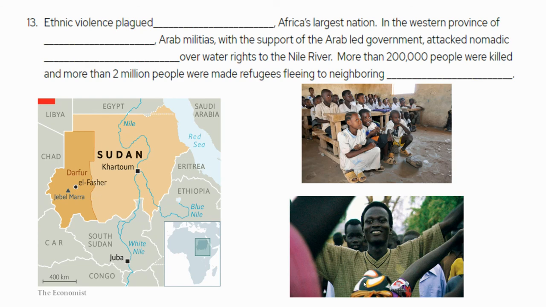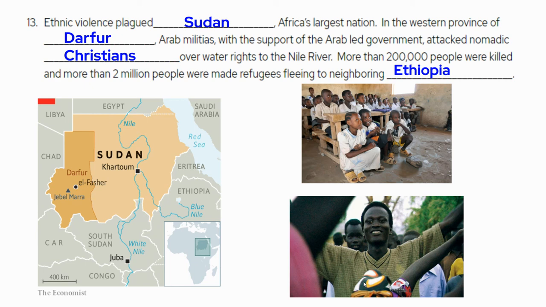So, in number 13, ethnic violence plagued the nation of Sudan, which is the largest nation in Africa. In the western province of Darfur, Arab militias, with the support of the Arab-led government, attacked nomadic Christians over water rights, and more than 200,000 people were killed, and about 2 million were forced to flee to neighboring Ethiopia.